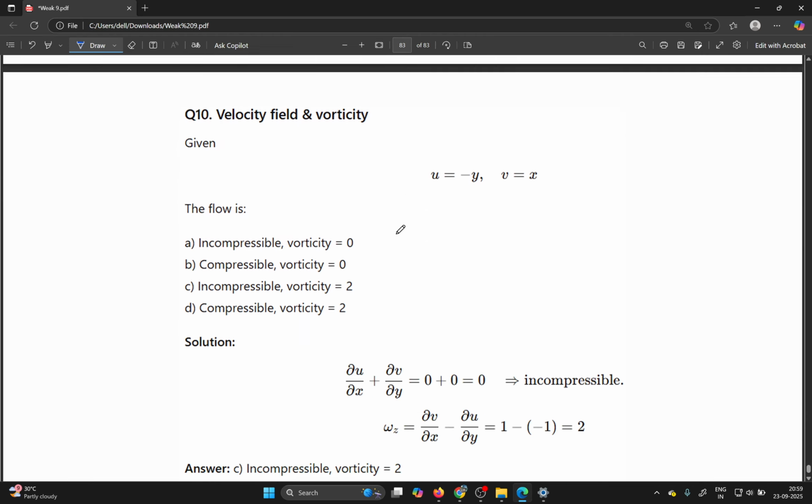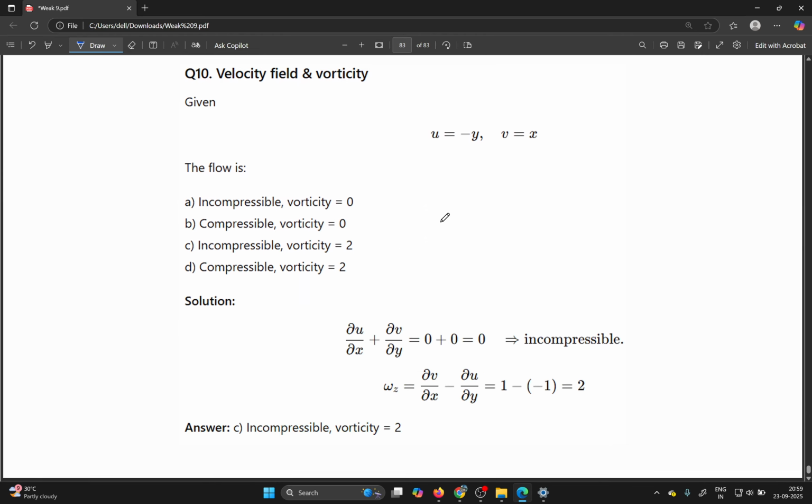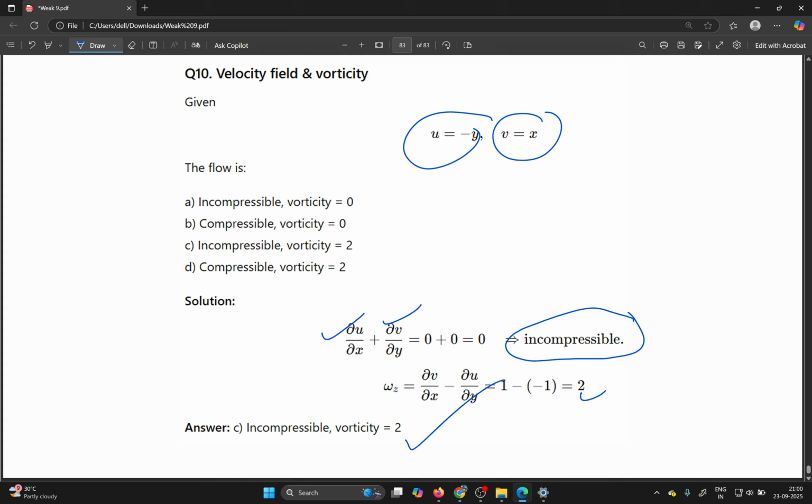Here you can see very easily. You have these two components, and you need to check whether it follows the continuity equation or not. Yes, it is following, so that's why it is incompressible. Now you have to check the vorticity magnitude. As you differentiate here, you will get the vorticity magnitude: minus 1 and 0 plus 2. This is your final answer.